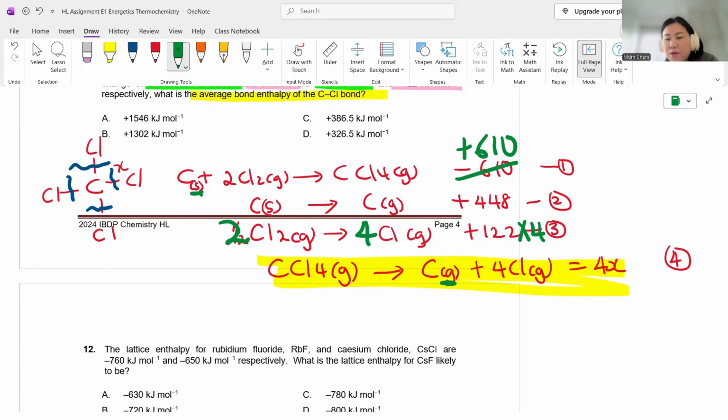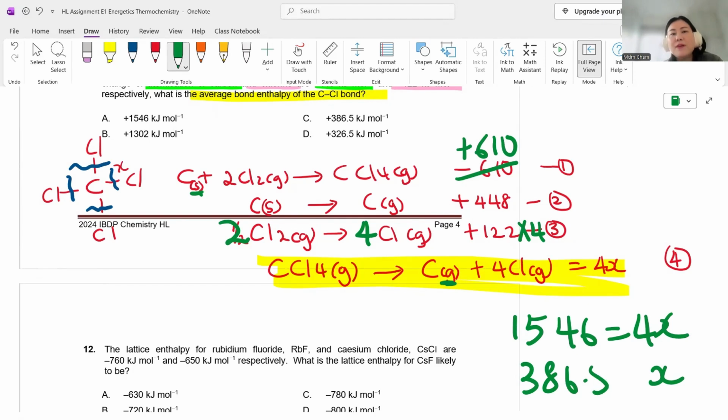610 plus 448 plus 122 times 4. Okay, I get 1546, and that is 4x. So then I'll just divide by 4. I get x is about 386.5. Right? So bond energy is defined as energy needed to break the bonds. So the answer in this case, because it's an average bond energy, I do the averaging by dividing by 4. So my answer is C.